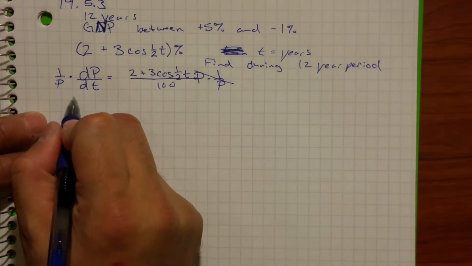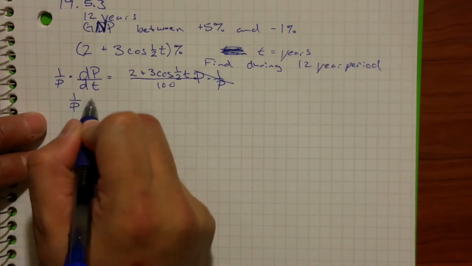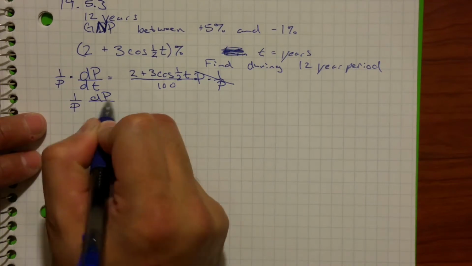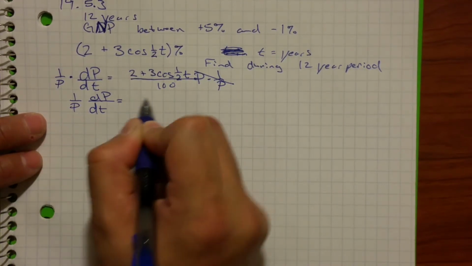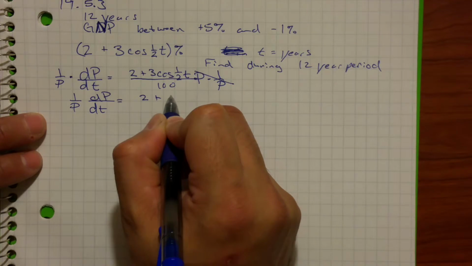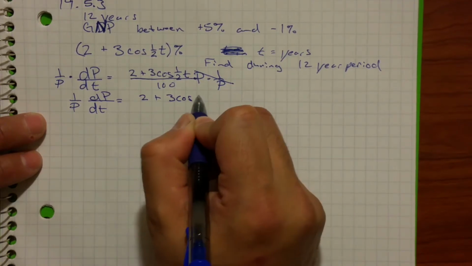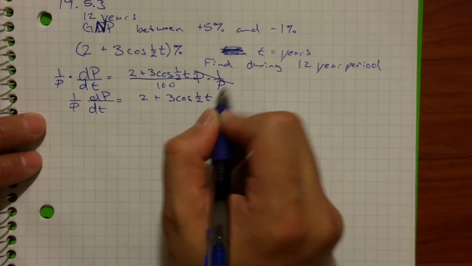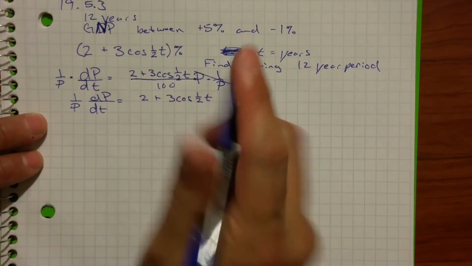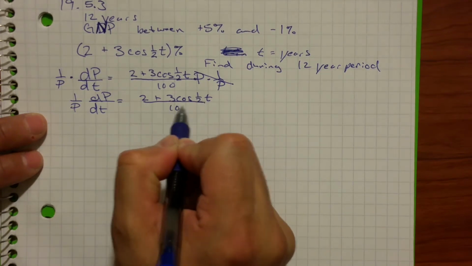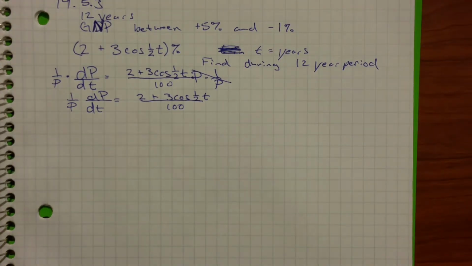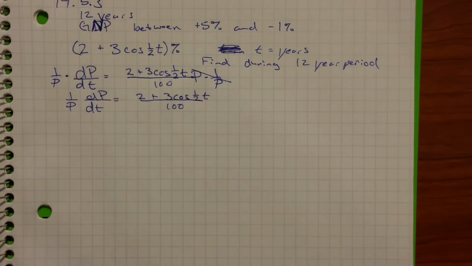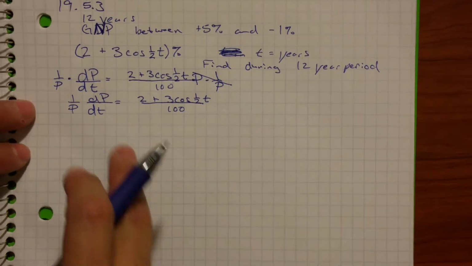Let's take a look. So bring this down: 1 over p dp/dt is equal to (2 plus 3 cosine of 1/2 t) over 100. Now, let's go ahead and take a look at this. I'm going to set it up so I can do the integration of both sides.